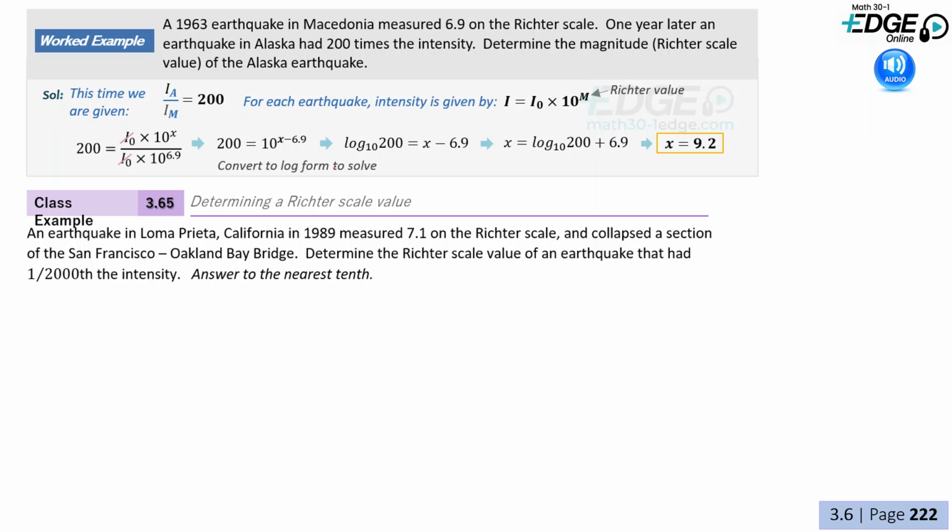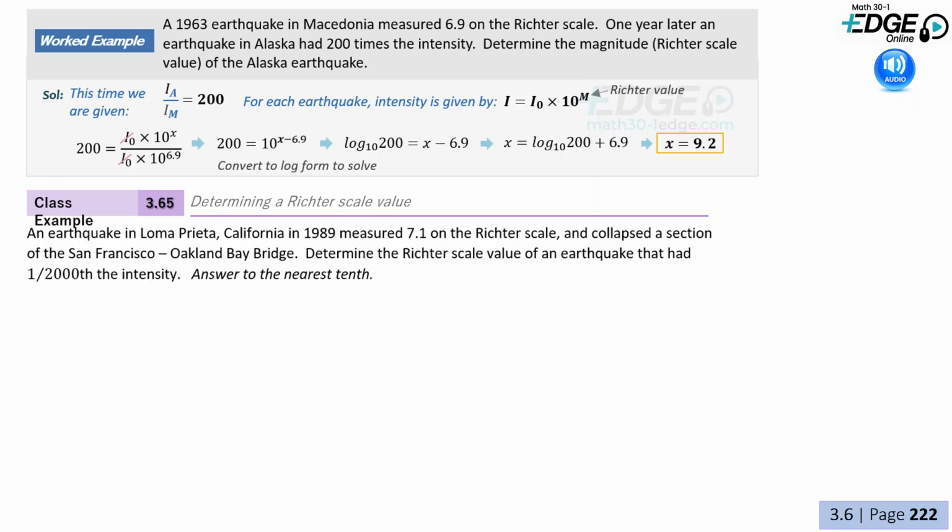Now, the next step is to convert this to logarithmic form so that we can get this x out of the exponent. So log base 10 of 200 is equal to the exponent, because logs solve for exponents. And then solve for x, rearrange and just add 6.9 to both sides. So now if we plug this in, we get approximately x is equal to 9.2. In other words, the Alaska earthquake measured 9.2 on the Richter scale.